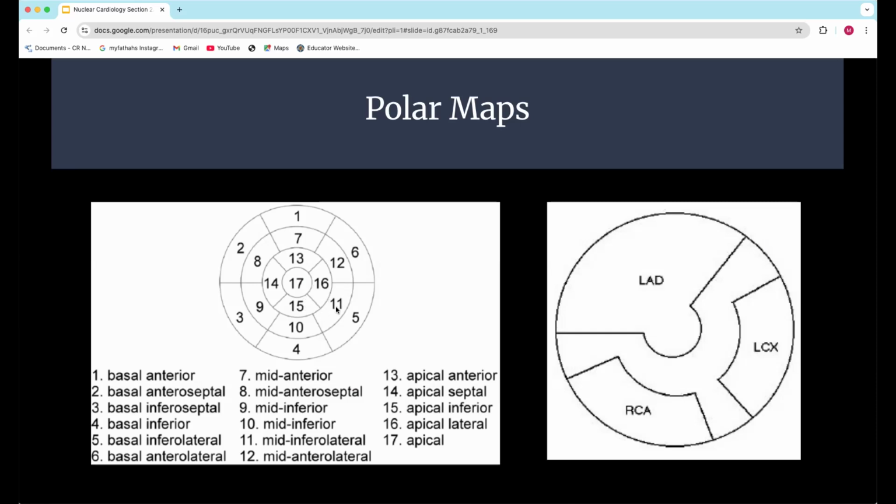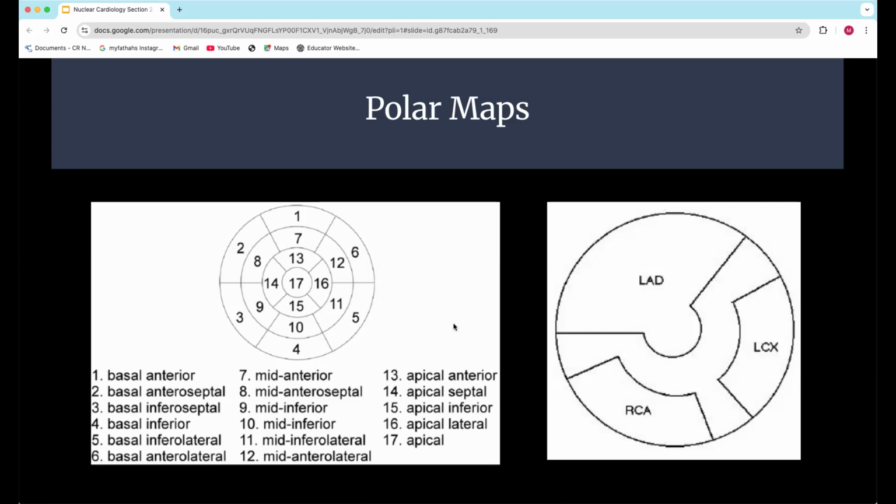So if you look over here and you have, let's say, something in 5 and 11, you have a defect that would be in 5 and 11. You look here, you could identify those as basal inferior lateral, and 11 would be mid inferior lateral. And if I said, what coronary artery is that likely going to be? You would say what? Circ, right?